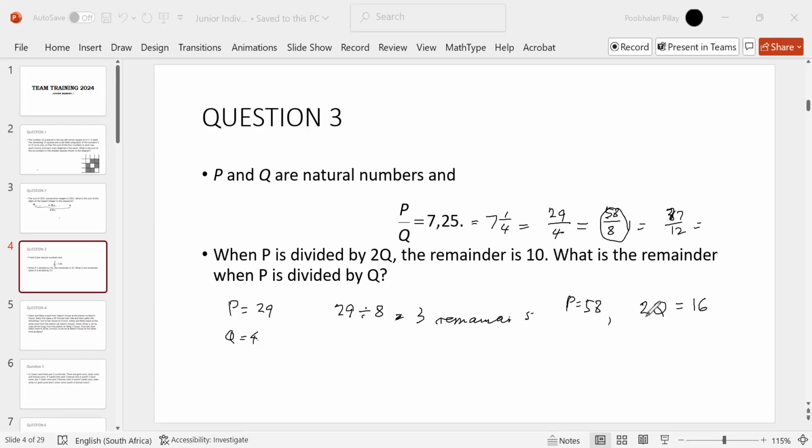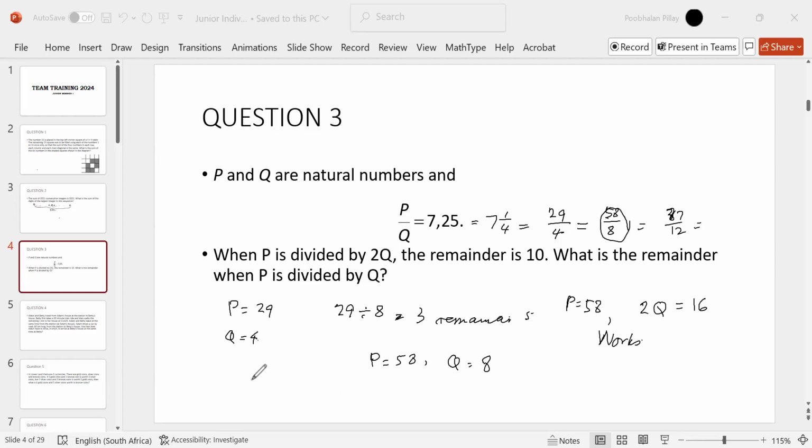Then you will see that when you divide 58 by 16, 16 times 3 is 48, and the remainder is 10. So this works. In other words, P is equal to 58, and Q is equal to 8. That's the one there. So what is the remainder when P is divided by Q? Now we know P is 58 and Q is 8.